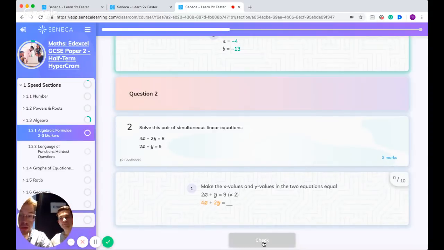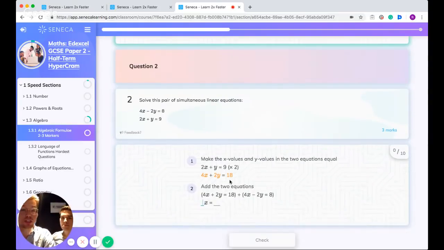So what are we doing? We are going to times the bottom equation by 2, because that matches up the number of x's in the two equations. We've got 4x on the top equation, and by timesing everything by 2, we get 4x on the bottom. It also gives us plus 2y, and we've got minus 2y on the top.